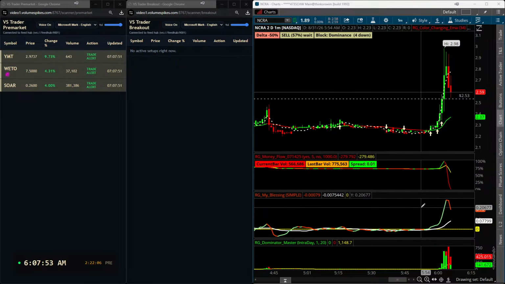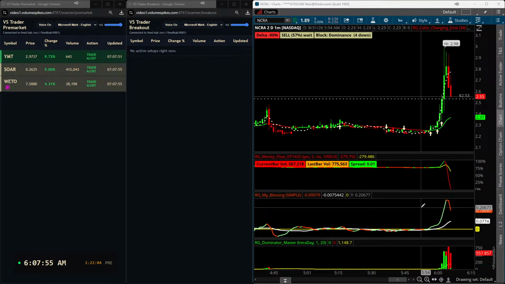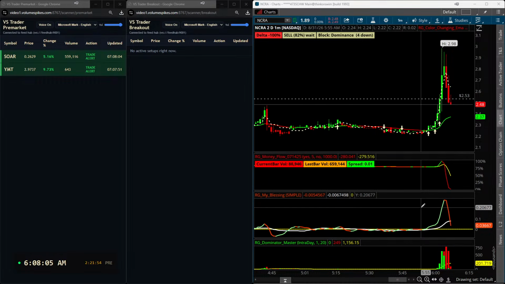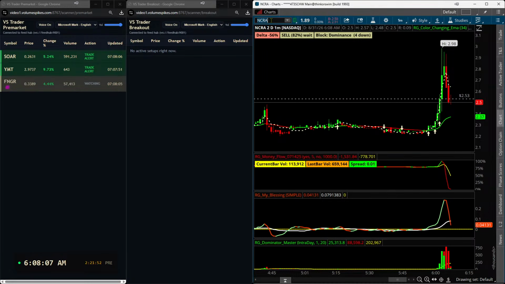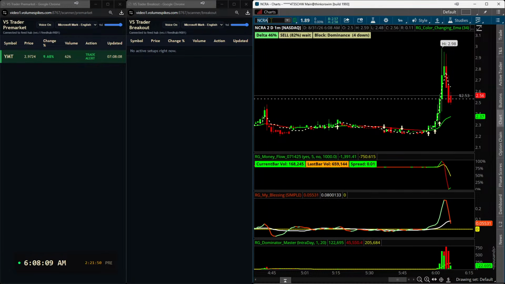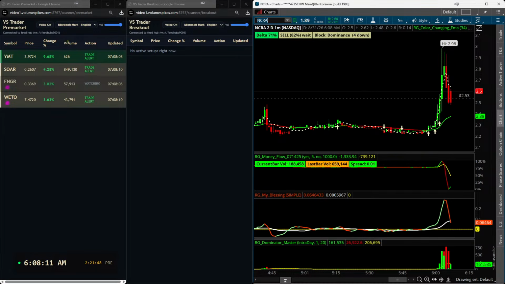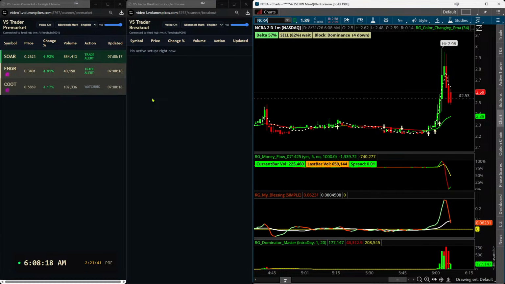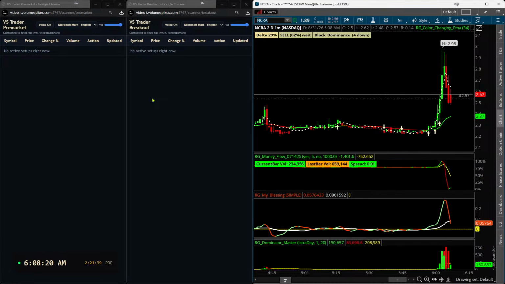Pre-market. Trade alert. YMT. Pre-market. Trade alert. WETO. Pre-market. Trade alert. SOAR. All right, let's see which one of these are going to hold here. These scans auto clean. They will kick the bad ones out if they are not good, and that's how fast they clean. We want the runners. We don't want the tempters.